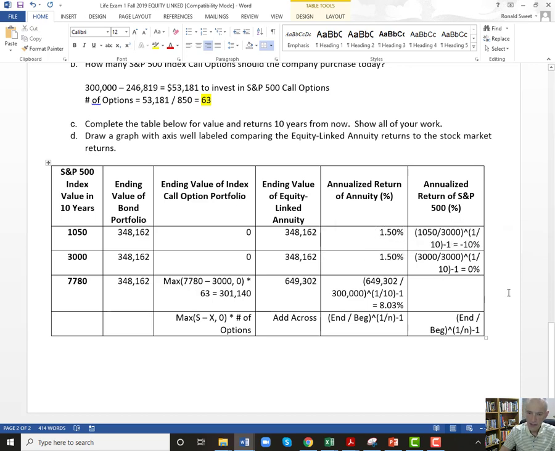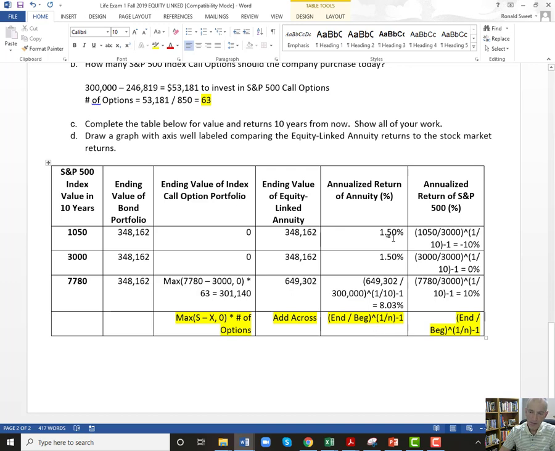What about when the market's up? So here we have 7780 divided by 3,000 raised to the 1 divided by 10, minus 1, and that will equal positive 10%. And so there you have everything you need. Down here are the formulas, and there's your returns all the way through. So it's looking like an okay product.